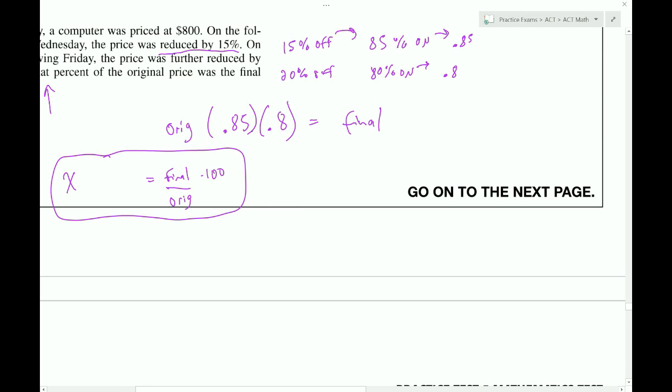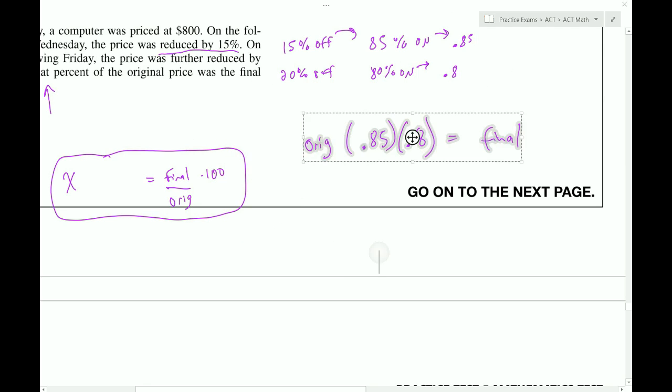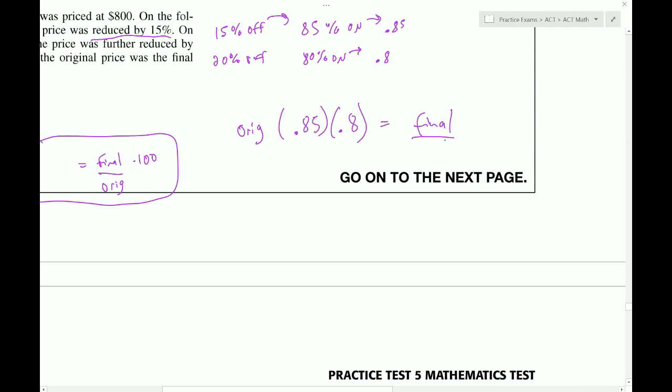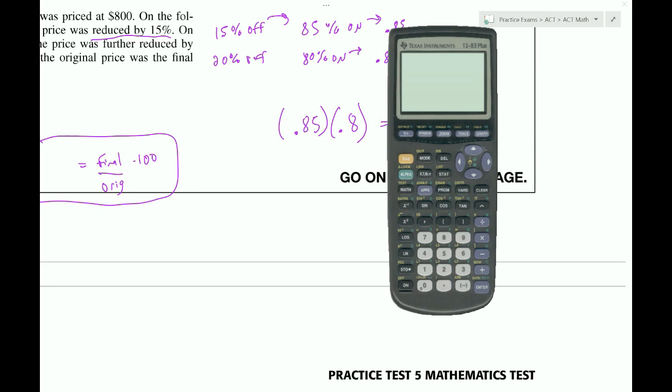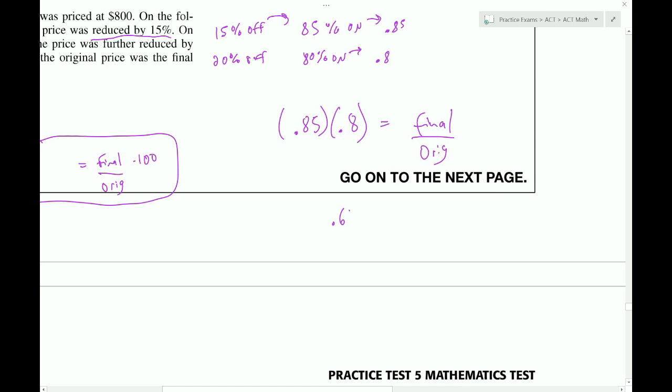So now we could look at what we have here and try to get it to look like that. So we would divide by original. Let me just move this over. Okay, so we divide by original, or in other words, move it diagonally downwards. Then we multiply the left sides in our calculator. So we get 0.85 times 0.8, and that's 0.68 equals final over original.